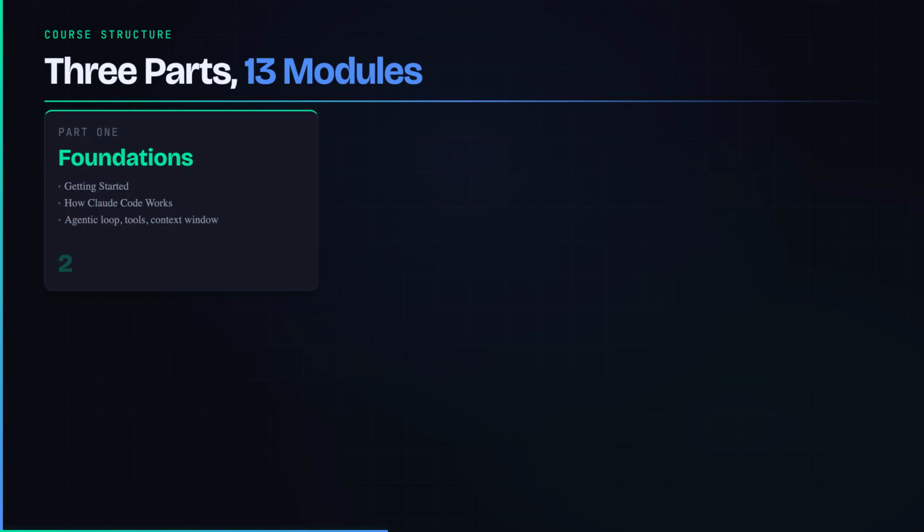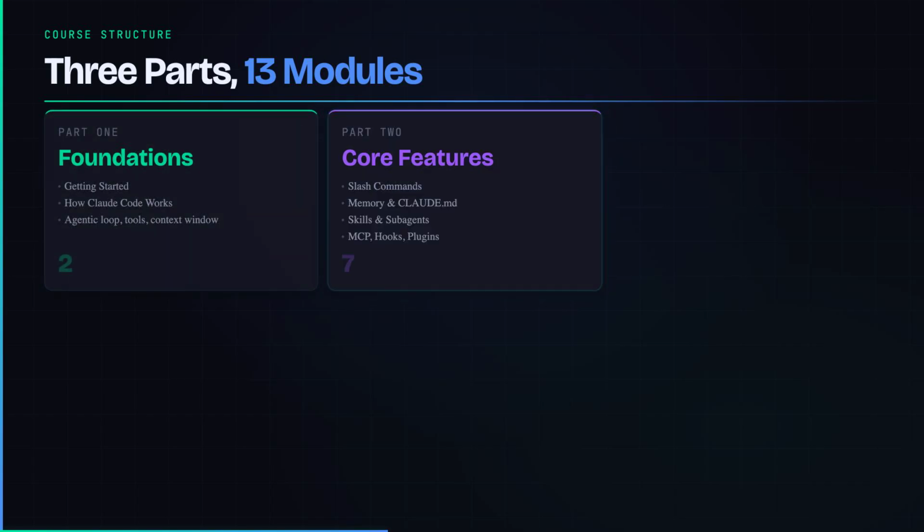Part 1 is Foundations, 2 modules. You'll get Claude Code installed and build the mental model of how it works under the hood. Nothing else in the course makes sense until you have this baseline. Part 2 is Core Features, 7 modules covering /commands, memory, skills, subagents, MCP, hooks, and plugins. These are the tools you'll reach for every single day. Most people spend months figuring these out on their own.